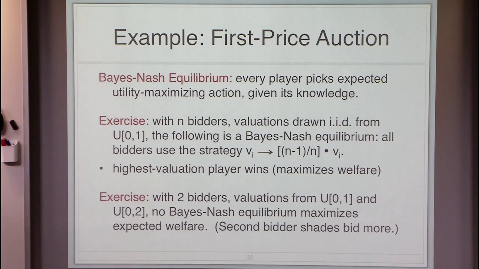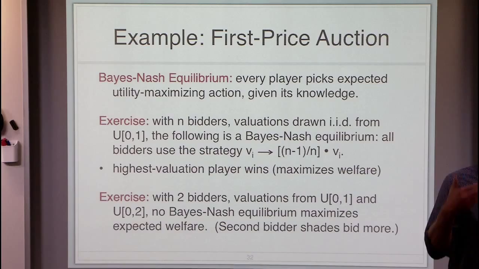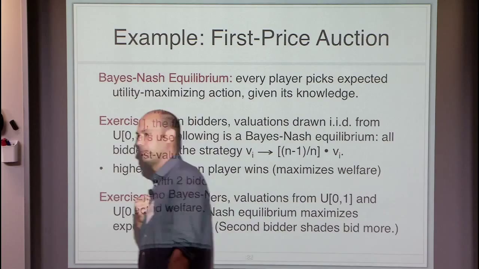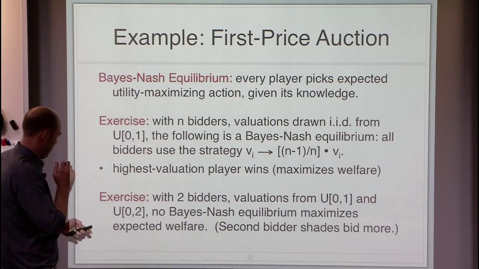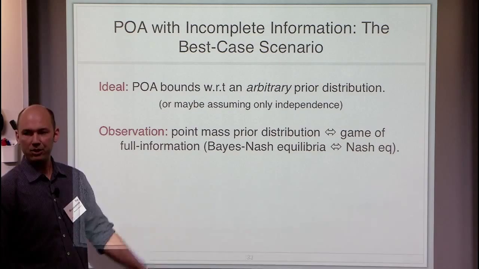So if we can get away with it, what we'd really love to do is prove a price of anarchy bound about Bayes-Nash equilibria that applies no matter what the prior distribution is. For every single prior distribution, we'd like some fixed universal constant approximation. It's not clear if we can get that or not, but let's think it through a little bit. What would it mean to prove a price of anarchy bound on Bayes-Nash equilibria for all possible prior distributions? Well, here's one type of prior distribution: a point mass. You deterministically know everybody's valuations. That's a special case, the induced full information game. This would be like a first price auction with known valuations.